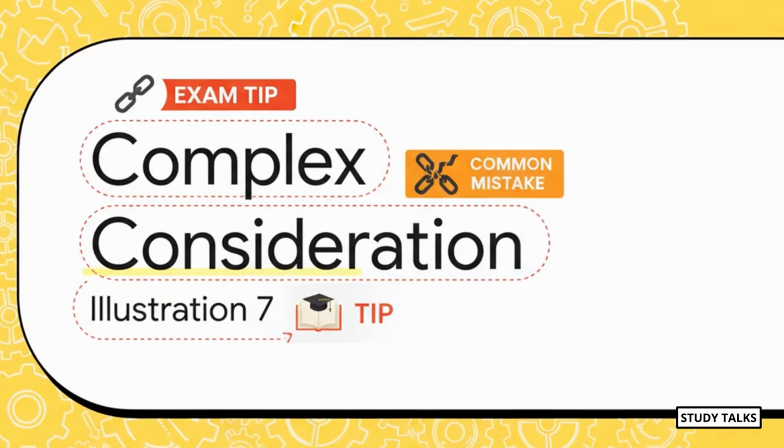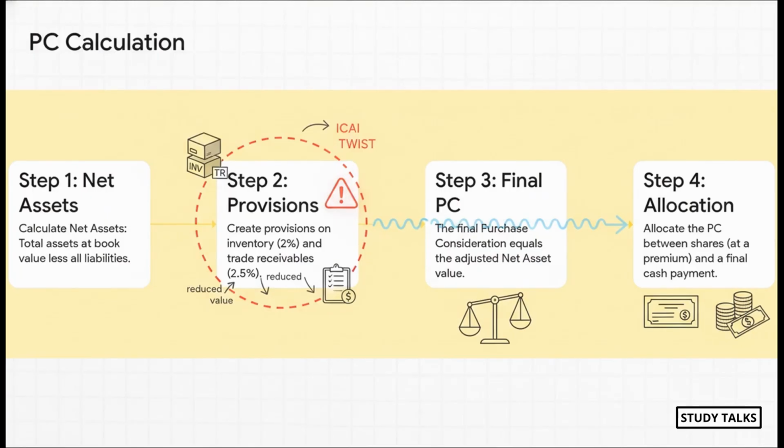All right, let's level up. Moving on to illustration 7. This one makes things a bit tougher, focusing on a much more complex purchase consideration calculation where you have to wrestle with provisions before you can even get started. Let's break this down into 4 simple steps. Step 1, you calculate the initial net assets. But, and here comes the ICAI twist, in step 2, you have to create provisions on inventory and trade receivables first. This brings the asset value down. Now, for step 3, that new adjusted net asset value, that is your final purchase consideration. And only then, in step 4, can you figure out how to split that PC between shares and cash.